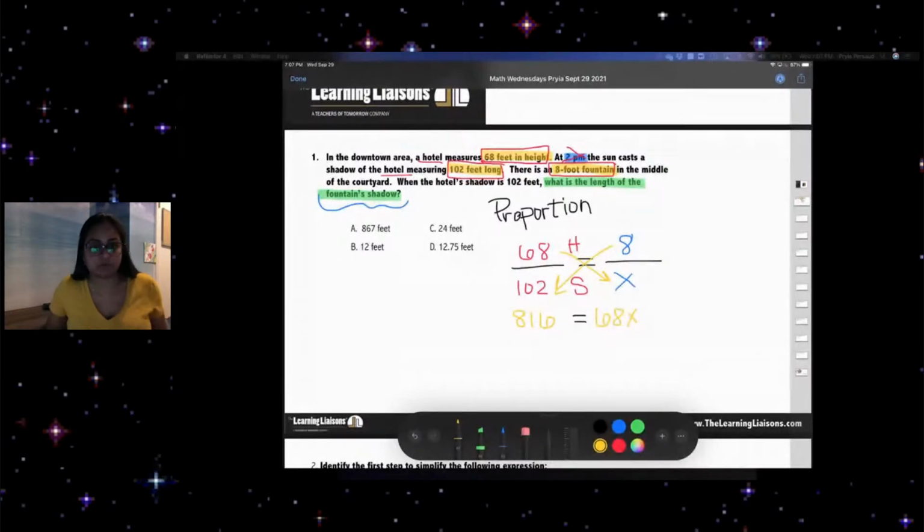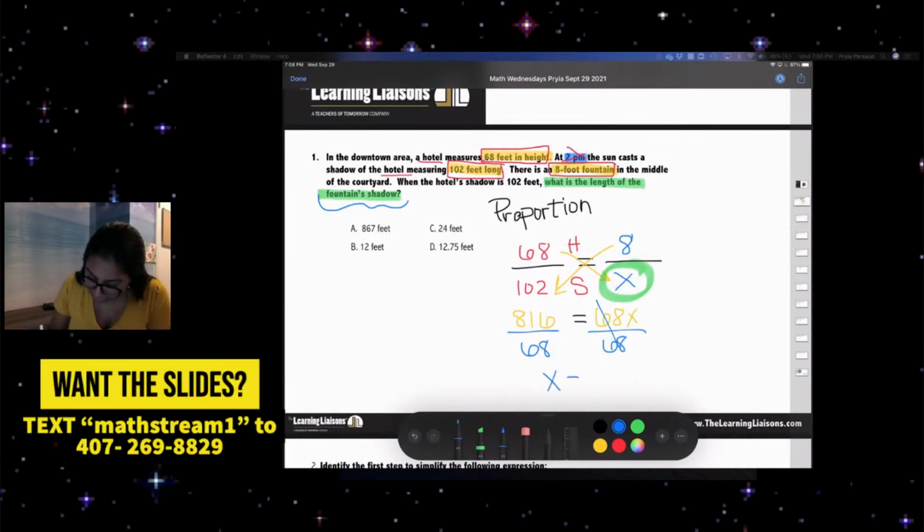68x. Okay, well, now we have to solve. We're looking for what x is, because remember, the x value is the value of the fountain's shadow. So let's go ahead and solve for x. What does that mean for us? It means we have to divide both sides by 68. Why are we dividing? Because 68 and x are mushed up next to each other, which means they're being multiplied, and we have to do the opposite operation. So let's go ahead and divide 68 on both sides, and we get that x is equal to 12, which, ooh, ding, ding, ding, we have a winner. Winner, winner, chicken dinner. Letter B, 12 feet.